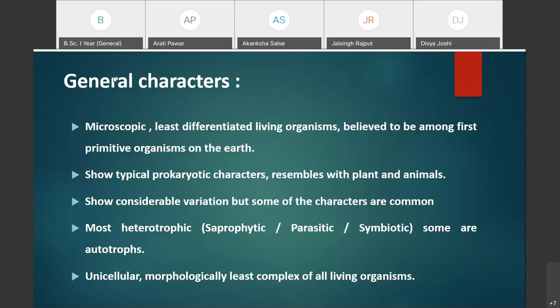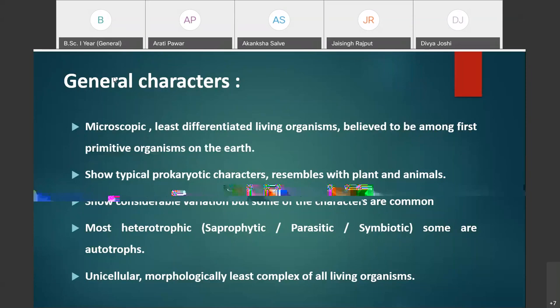The bacteria are mostly heterotrophic. Heterotrophic means most bacteria cannot synthesize their own food material like the green plants. Green plants, with the help of photosynthesis, can synthesize their own material, so green plants are autotrophic in nature. Most of the bacteria are heterotrophic, which means they cannot synthesize their own material. They derive their food material from other sources.